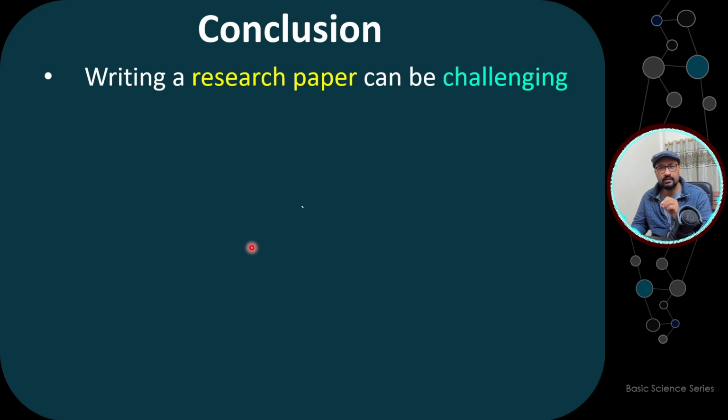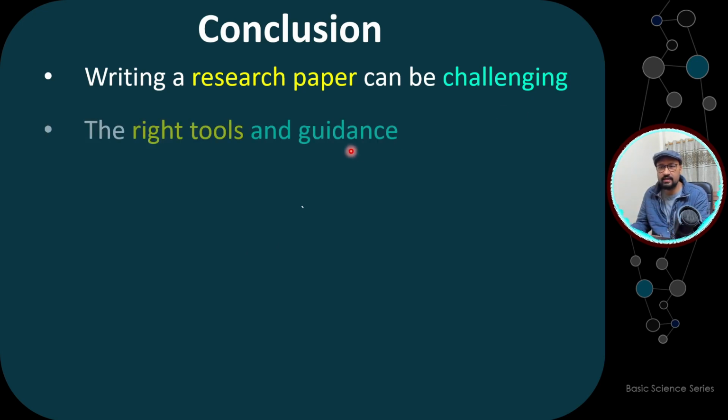Next, let's summarize what we have discussed. First point is that writing a research paper can be challenging. That we all know, right? That we already discussed. Next is that the right tools and guidance are needed to write the research paper, and they will help you a lot.